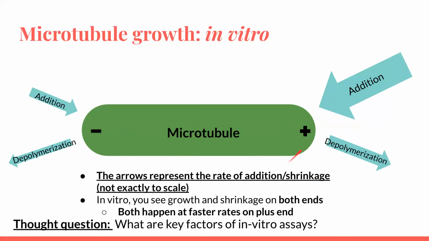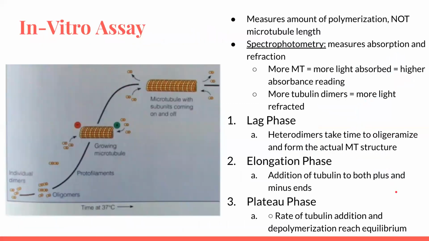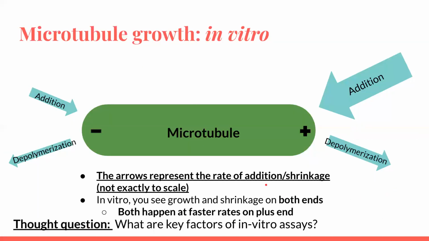So it'll be normal at first, but eventually the amount of tubulin will decrease sharply. Any questions on that? If not, we'll go to some more details on the in vitro assay.